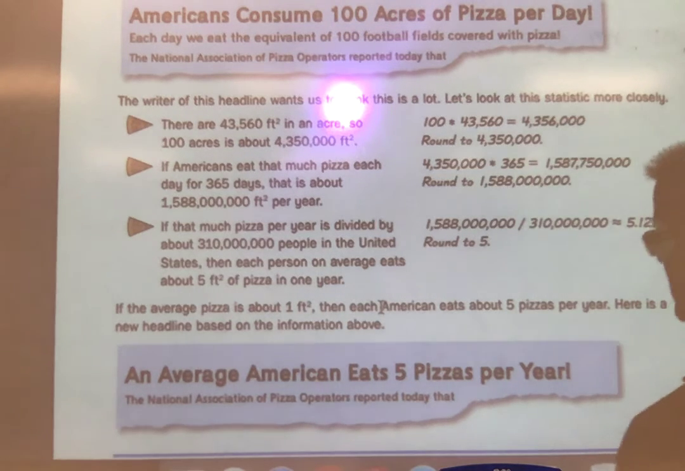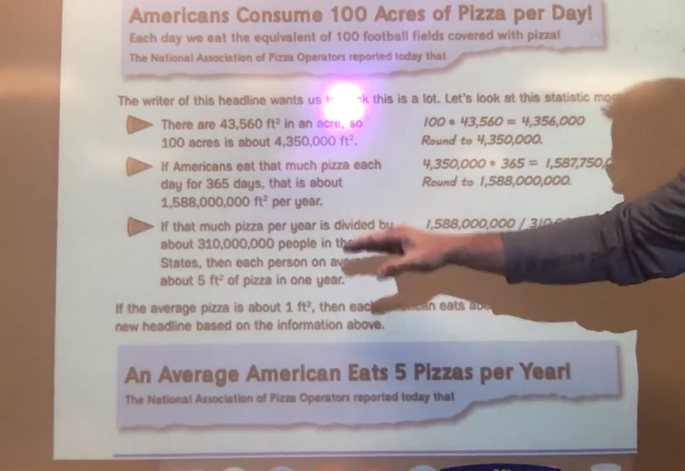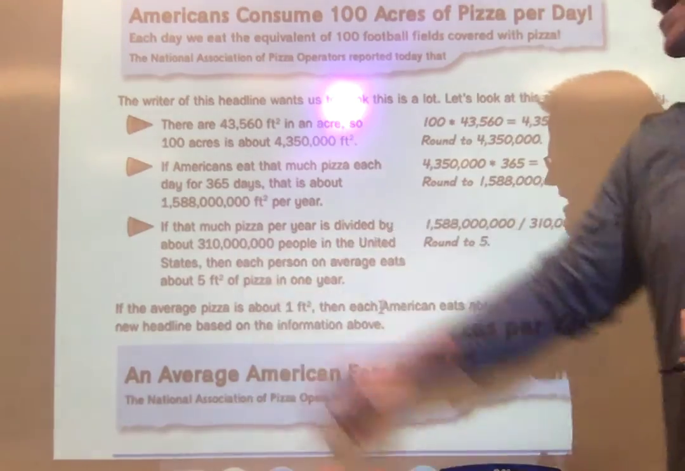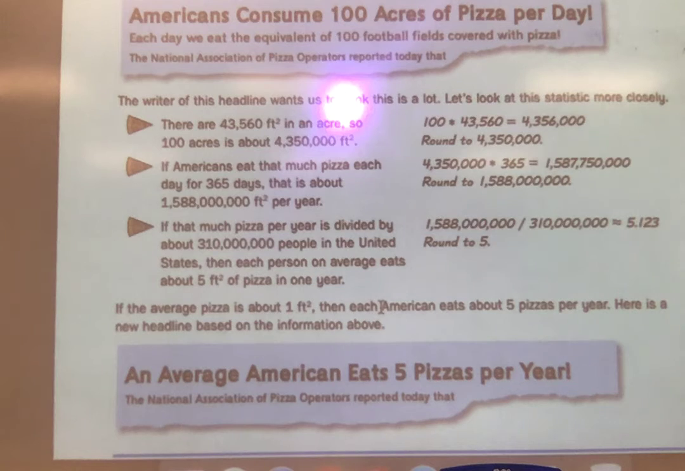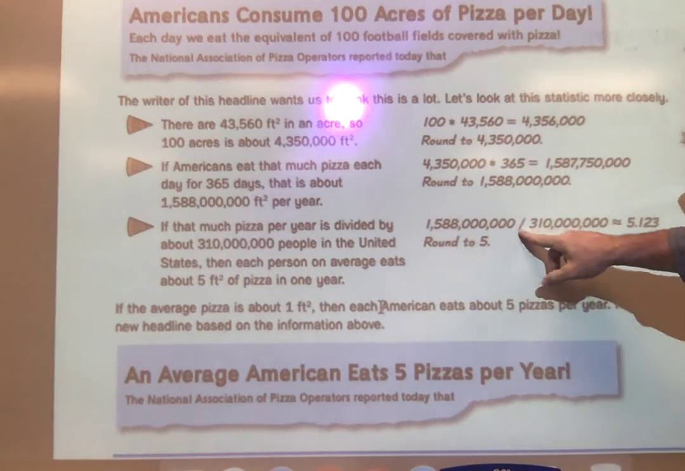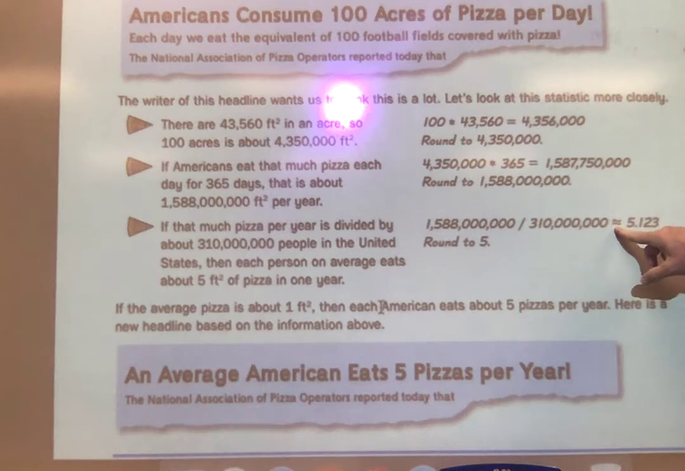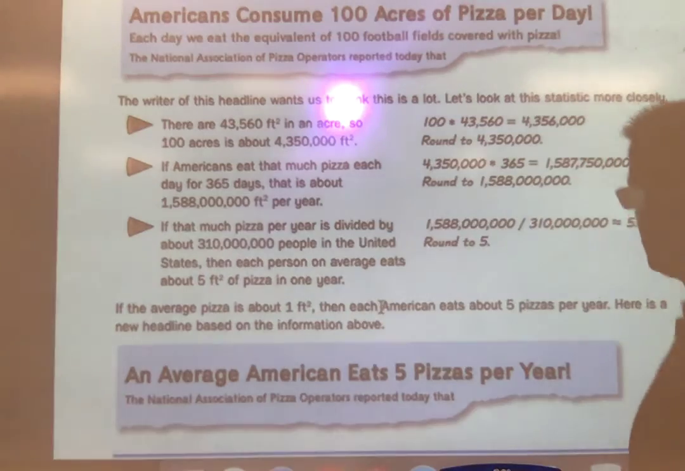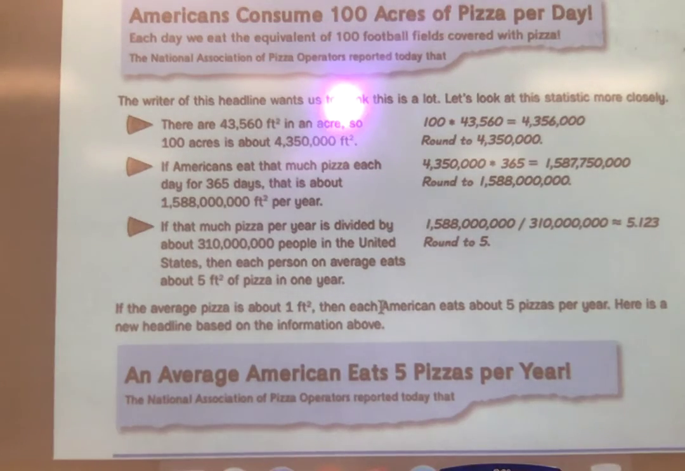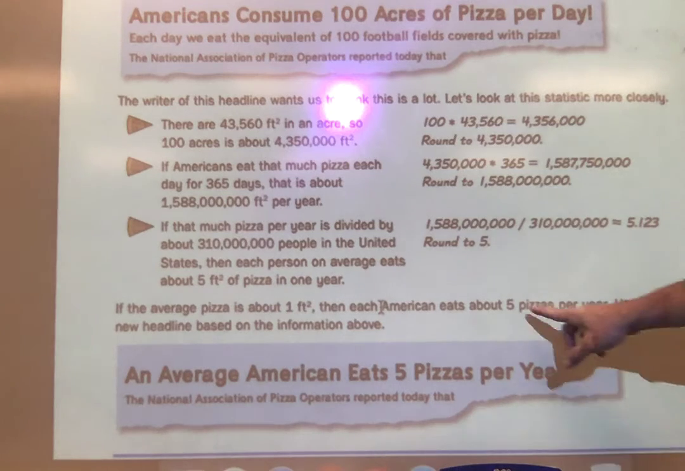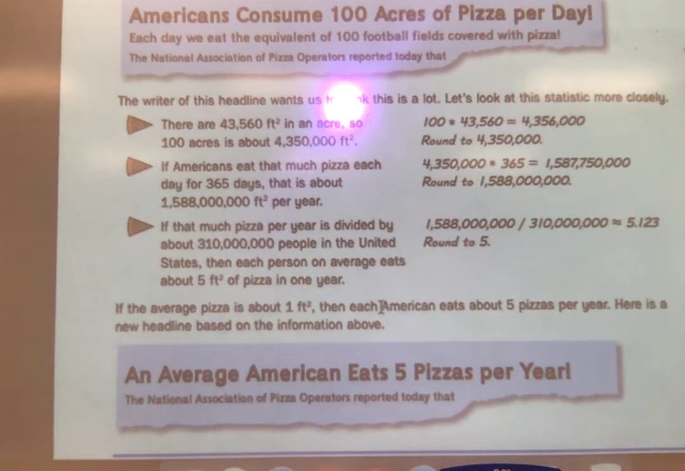Okay, so let's break that down a little bit more. Let's say there are 310 million people approximately in the United States. So if I take this number and divide it by the number of people, we get an equivalent of about 5.123, or around 5 pizzas. Okay, 5 square feet of pizza in 1 year. So the average pizza is about 1 square foot. Okay, so really all this means, if we break down the data, is that each American eats about 5 pizzas per year. Okay, so that doesn't seem so much anymore.